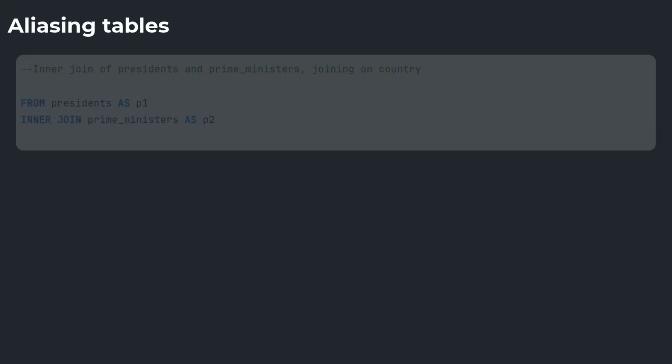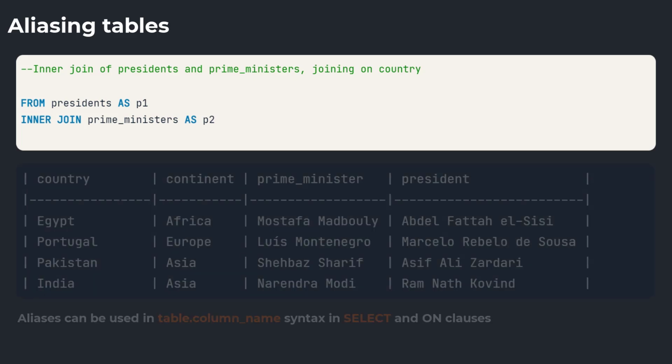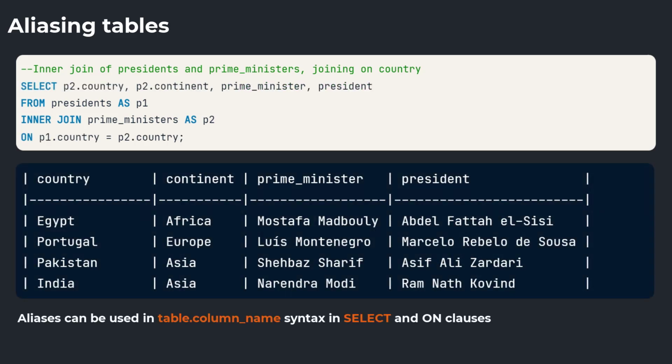In our inner join, we've had to type out president and prime minister several times. Luckily, we can alias table names using the same AS keyword used to alias column names. Here, we use aliases p1 and p2 in both our select and on clauses to shorten our query.